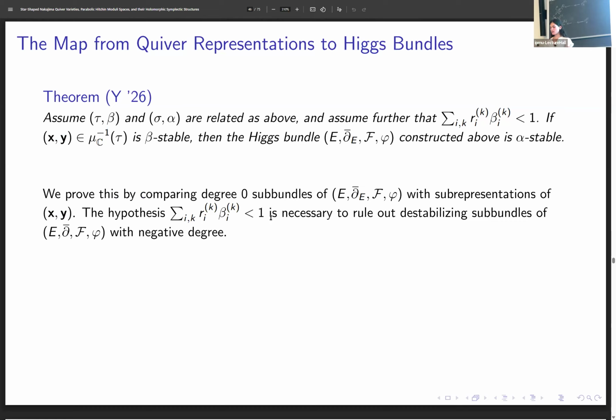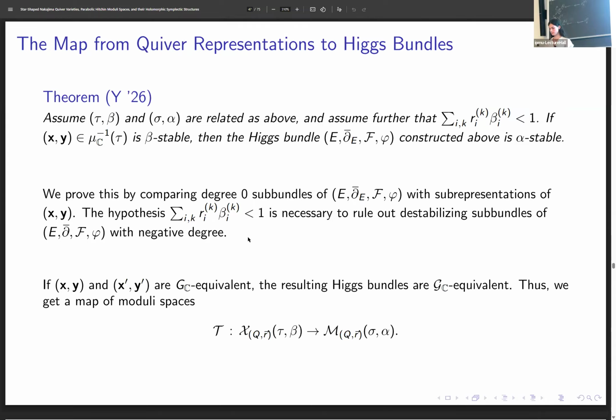This additional hypothesis is required because there are also negative degree subbundles that could potentially destabilize a Higgs bundle. But by restricting the parabolic weights to be sufficiently small, that rules that situation out. And finally, if you have two equivalent representations, the resulting Higgs bundles are equivalent, so you get a map on moduli spaces. And it's all well defined. Are there questions about this map?